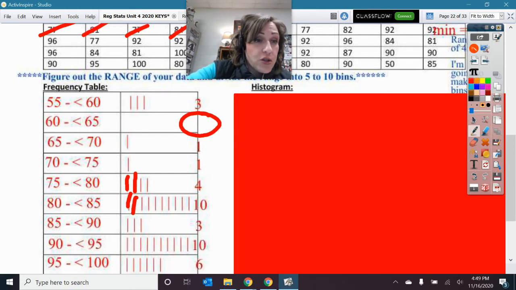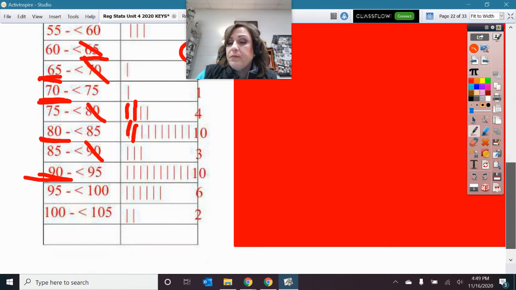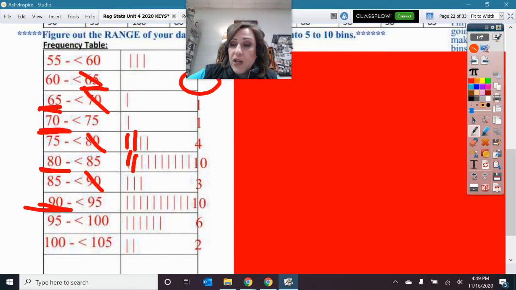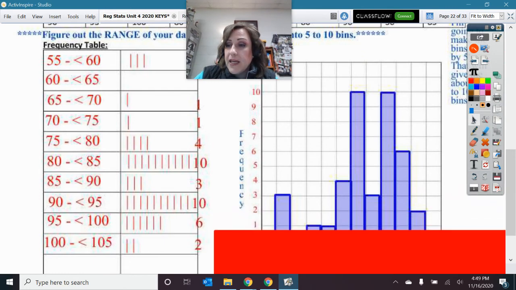Really important. No 65s in here. The 65s are here. No 70s, they're here. No 80s, they're here. No 90s, they're here. Okay. Keep that straight. Because then when we come over here to do our histogram, here's how this looks.